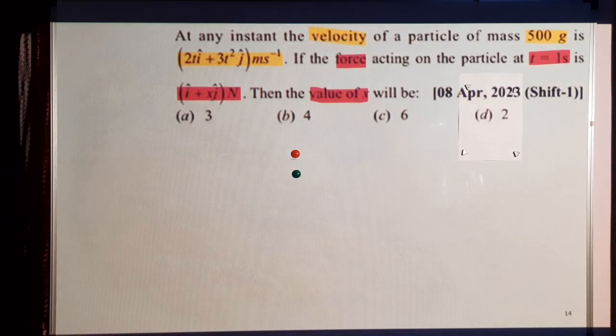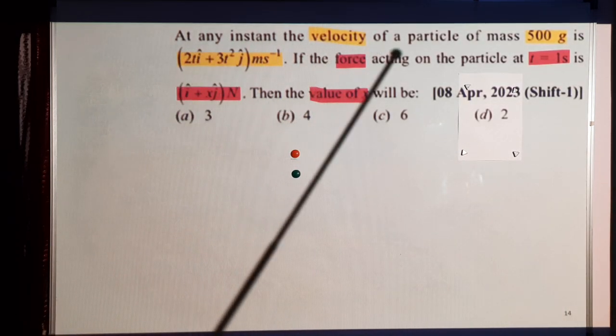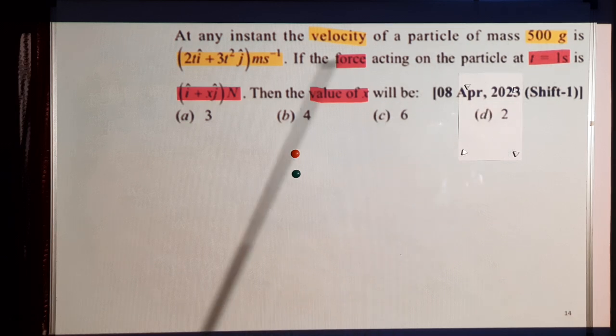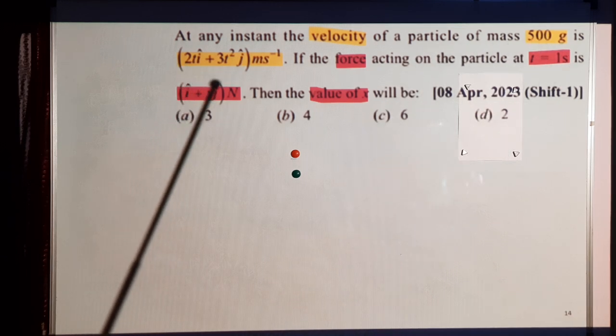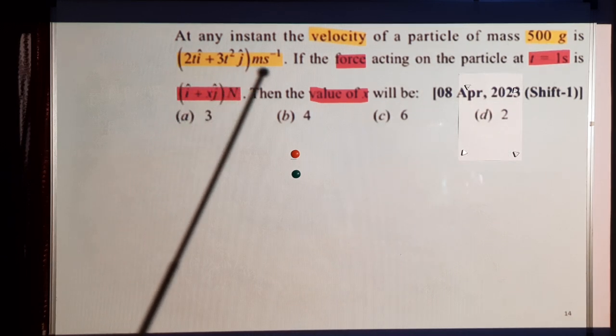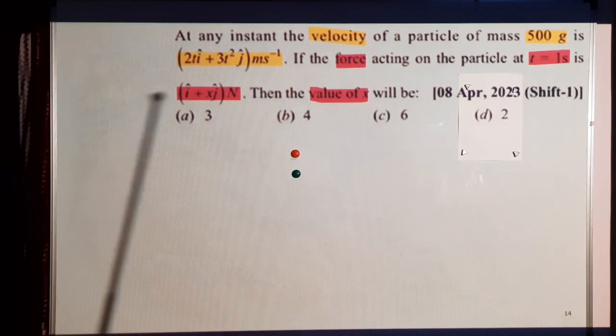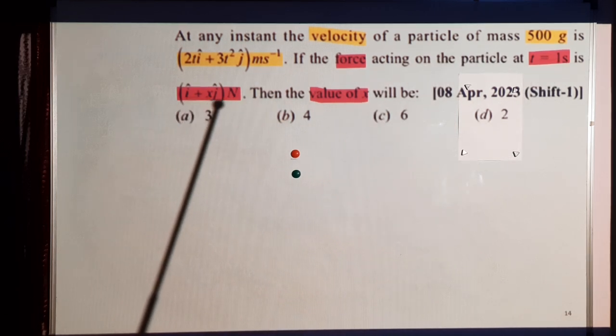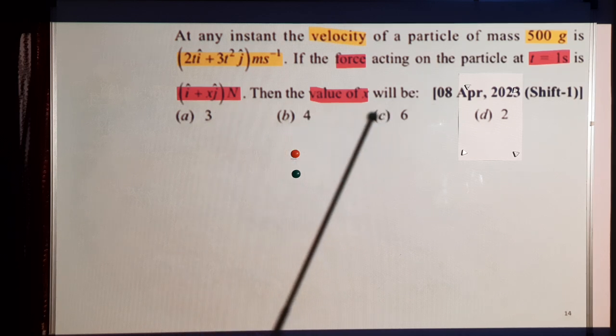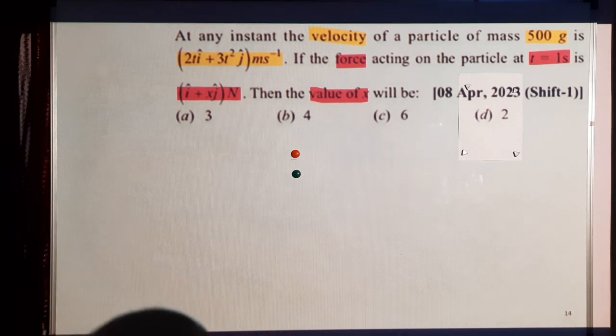This is the next question. At any instant, the velocity of a particle of mass 500 grams is 2t i cap plus 3t square j cap meter per second. If the force acting on the particle at t equal to 1 second is i cap plus x j cap, then the value of x will be... You can pause and attempt this question.